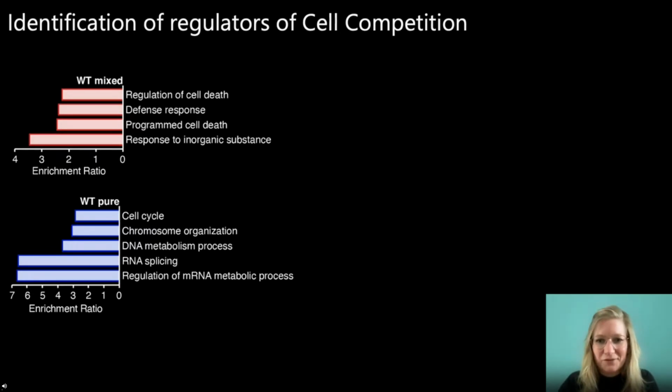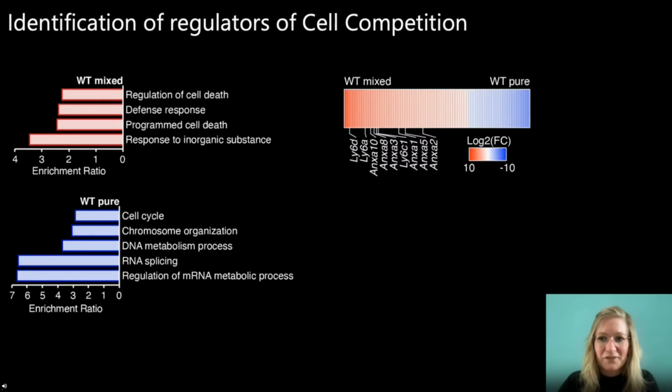And this was very reassuring, because of course this is exactly what you would expect from a population that is being outcompeted. However, when we started to have a look at the individual genes that were differentially expressed in these mixed populations, we really got excited, because what caught our attention is the increased expression of two particular gene families, that of Ly6 and annexin.